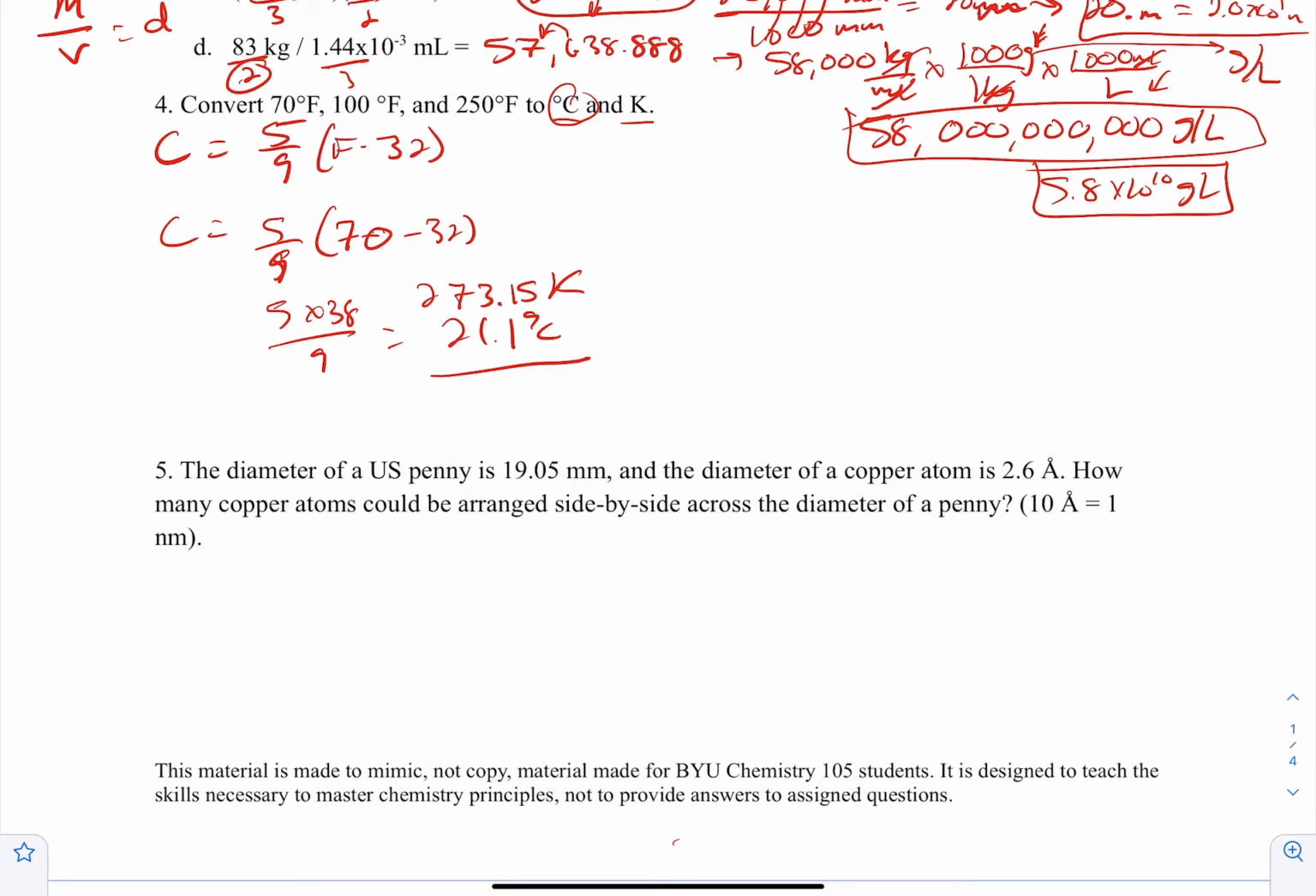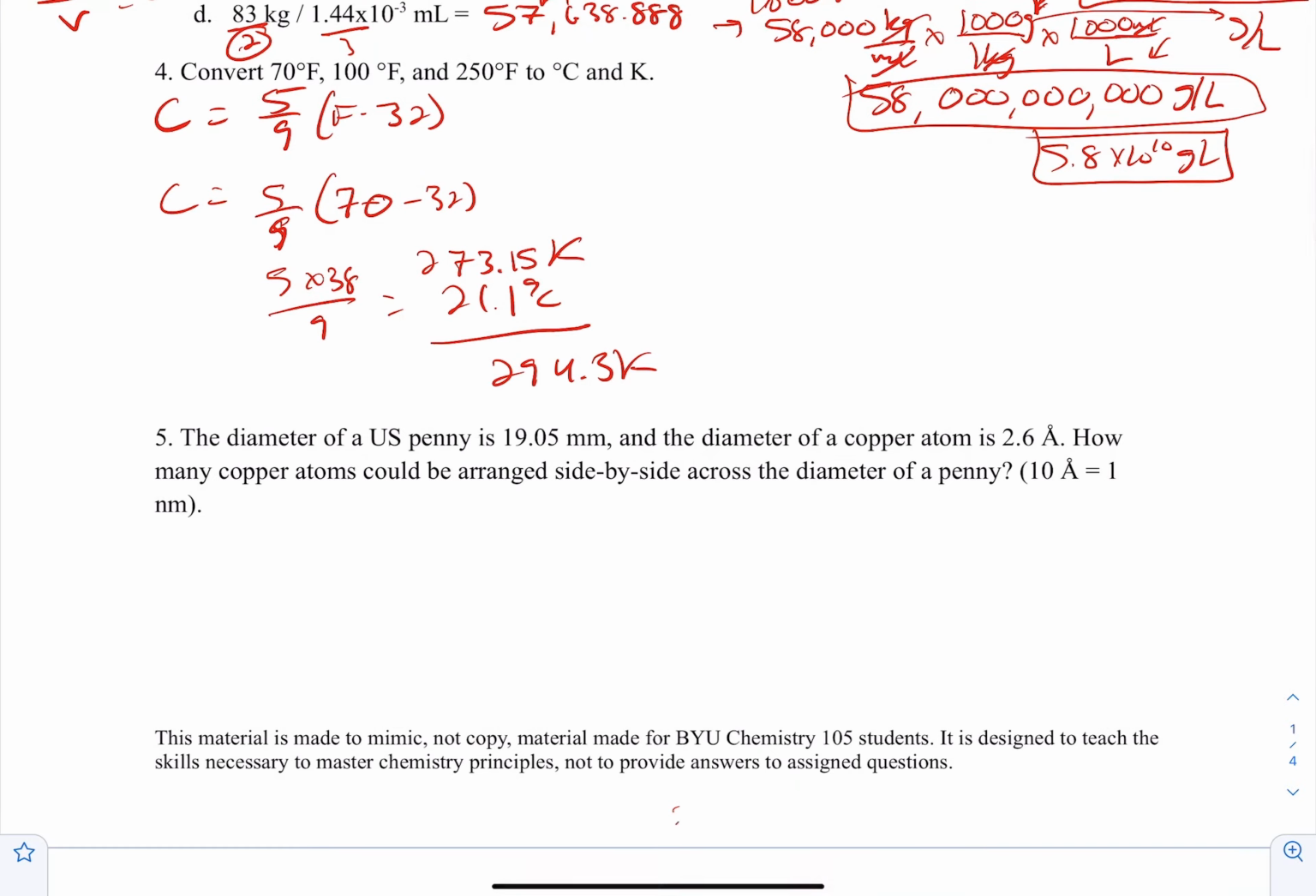So that would be about 294.3 Kelvin. And I wouldn't worry about sig figs here because this is kind of just generic. These don't have decimal places, and they normally do say if they specifically want sig figs. Sometimes you do it just in case, but in this case we'll not worry about it.